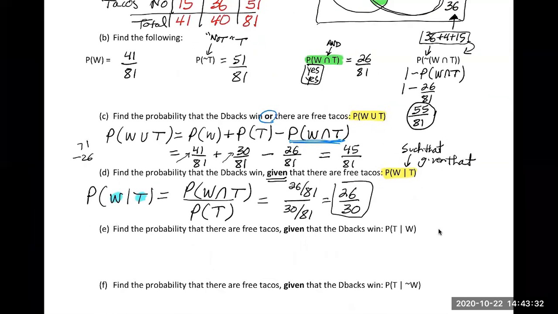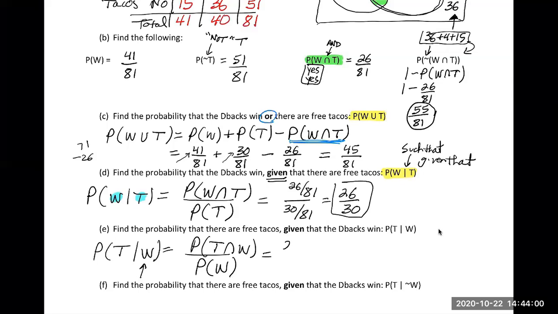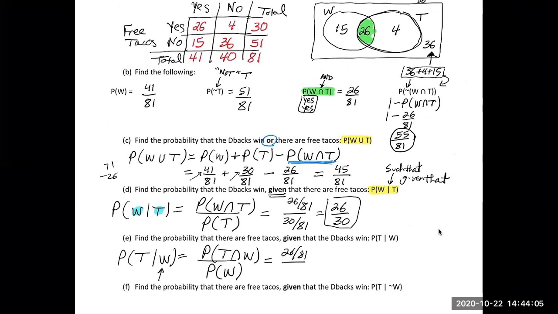I'd encourage you to pause the video, see if you can do letter E, find the probability there are free tacos given that the Diamondbacks win. Probability tacos given win, that would be the probability of both of them happening over our condition. Our condition is the winning, probability of winning. So probability tacos and winning is 26 out of 81. Probability of winning was 41 out of 81. So we get an answer of 26 out of 41.